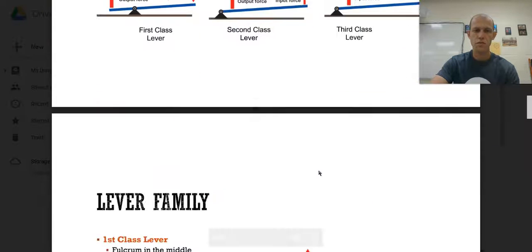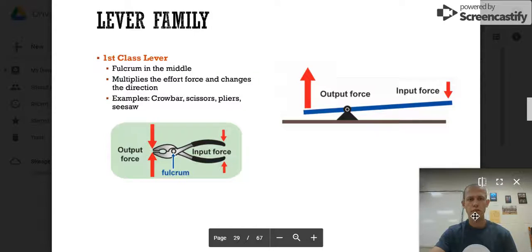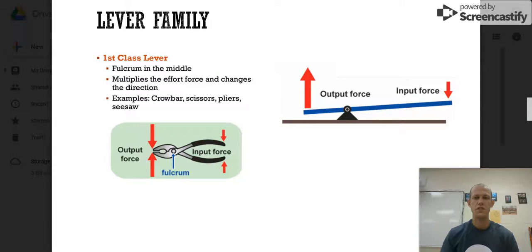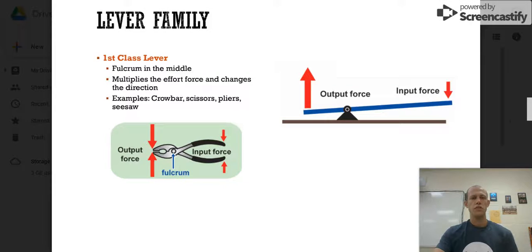So let's look at those in more detail. The lever family. First class levers. The fulcrum is in the middle, somewhere in between the input and output force. It multiplies the effort force and changes the direction. Some examples would be a crowbar, scissors, pliers, or a seesaw.